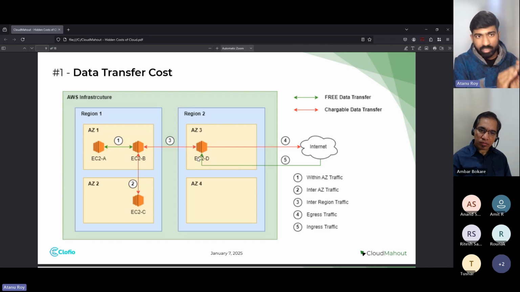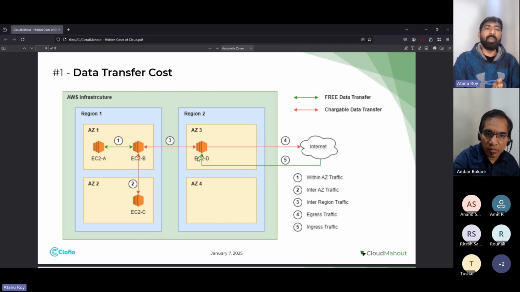Anything that goes inside is always free. Anything within a single availability zone is always free. But inter-availability zone traffic, inter-region traffic, and traffic from the cloud platform to outside, which is called egress traffic, these three things will be charged from your side.